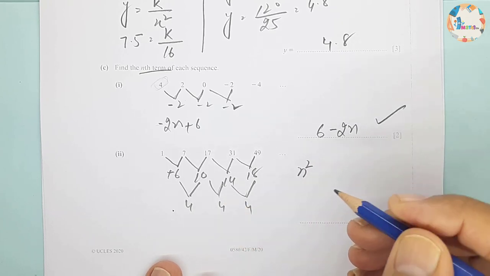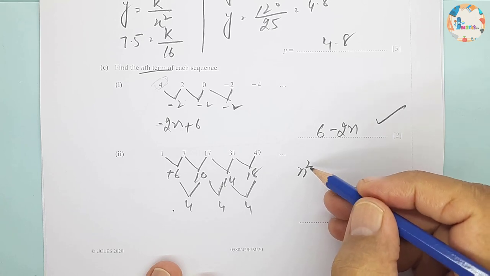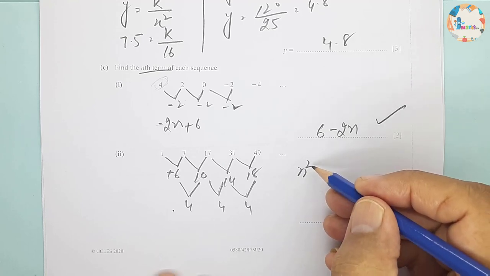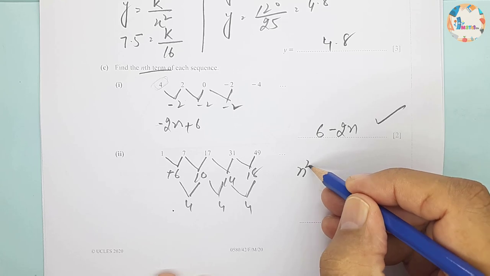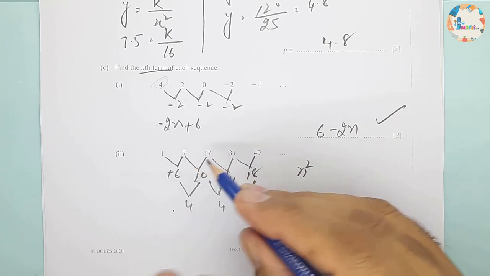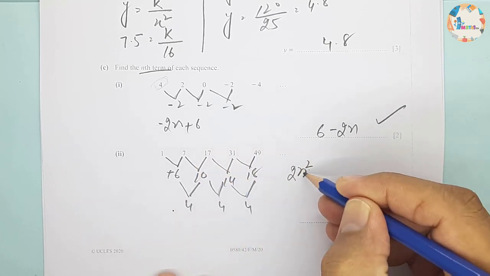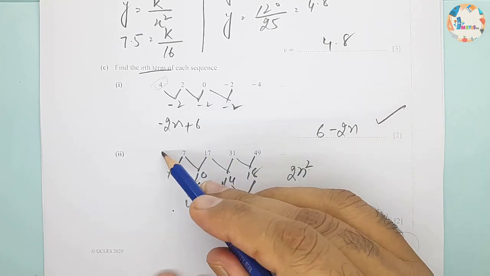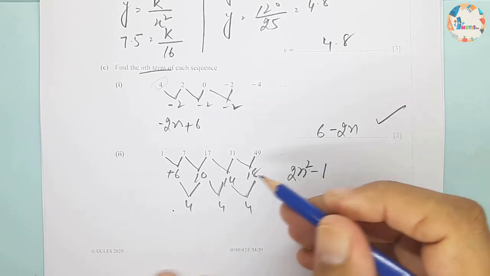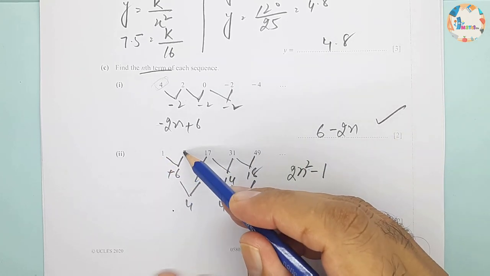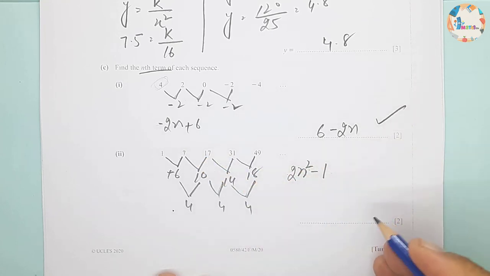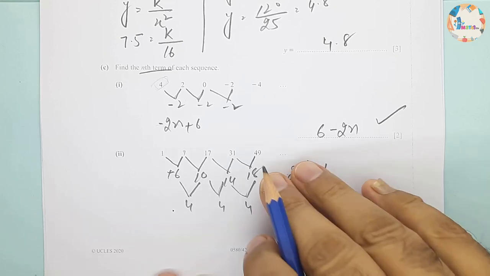So n square, and if we write n square, for n is equal to 1 it will be 1 square. For n is equal to 2 it will be 4, but we need 7. So if we take 2n square, for n is equal to 1, it means 2, so minus 1. So this is how we will be checking. For n is equal to 2, this will be 4 into 2 will be 8, 8 minus 1 will be 7. So this is working. We can write 2n square minus 1.